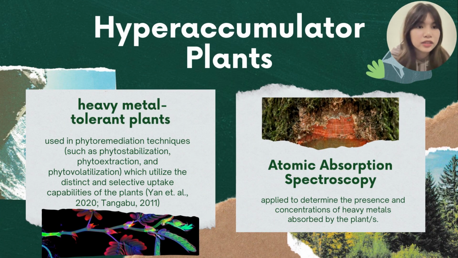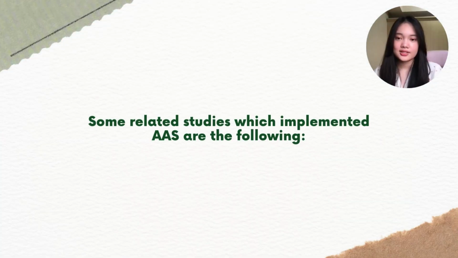Going back to the heavy metal tolerant plants or hyperaccumulator plants, these are used in phytoremediation techniques which utilize the distinct and selective uptake capabilities of the plants. Of course, AAS is also applied to determine the presence and concentrations of heavy metals absorbed by the plants. Some related studies which implemented AAS are the following.